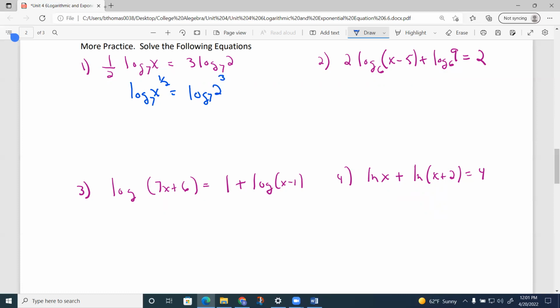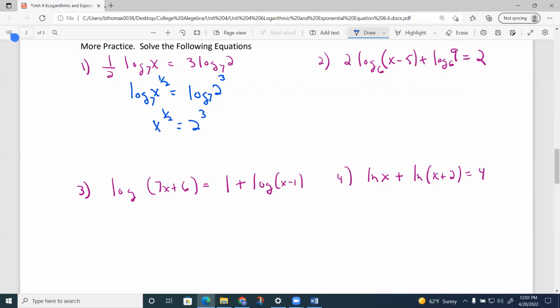Since we're taking the log with the same base on each side, since the bases are the same, we can just set the m and n equal to each other. In other words, I can set the x to the 1/2 equal to 2 to the 3rd.